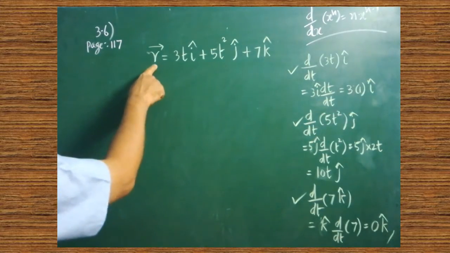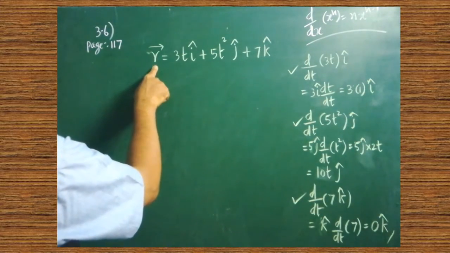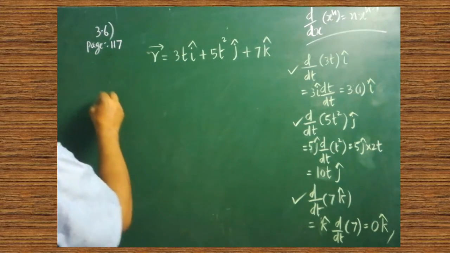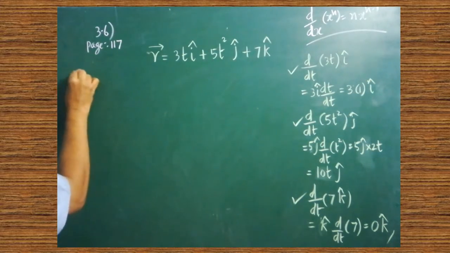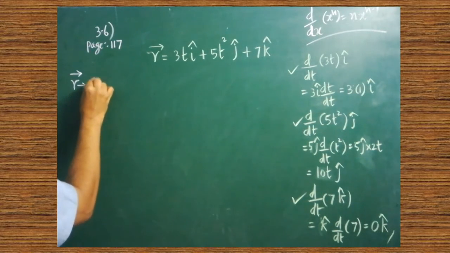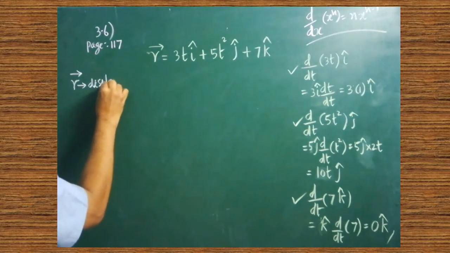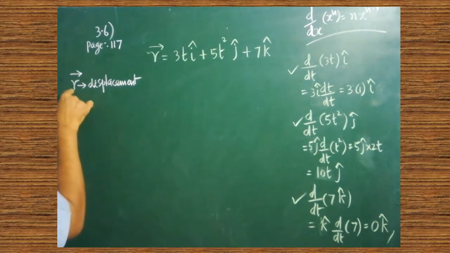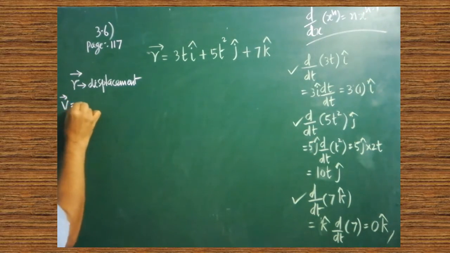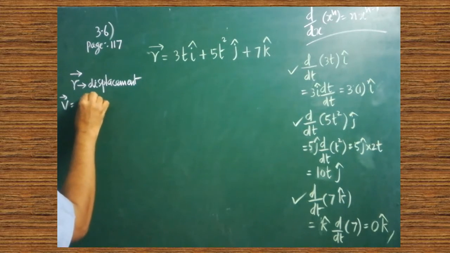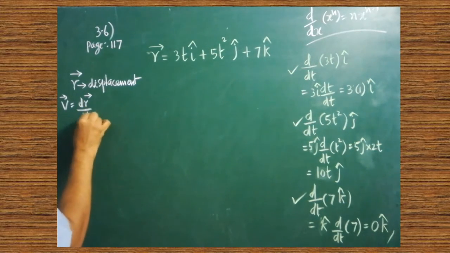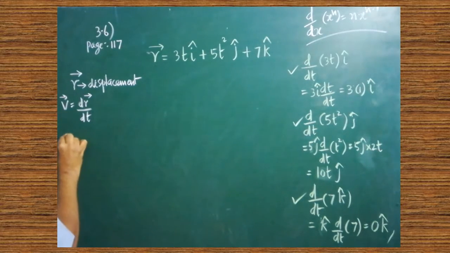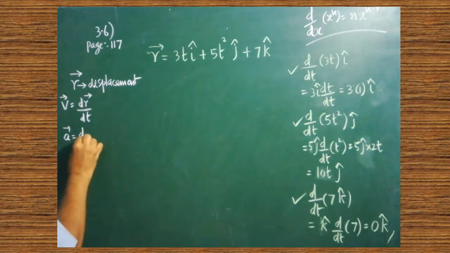The position vector of the particle is the measure of the displacement. Here the R vector gives you the details about the displacement. With the help of the R vector, the position vector, we are able to calculate the velocity. So how will you calculate the velocity? If the position vector changes with respect to time, we are able to calculate the velocity. If velocity changes with respect to time, we are able to calculate the acceleration.